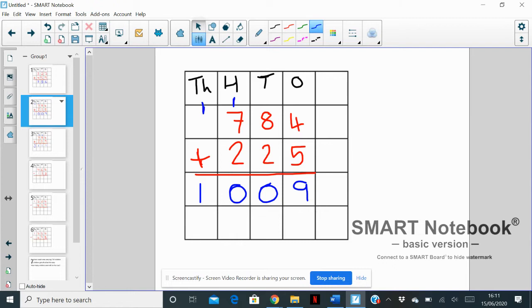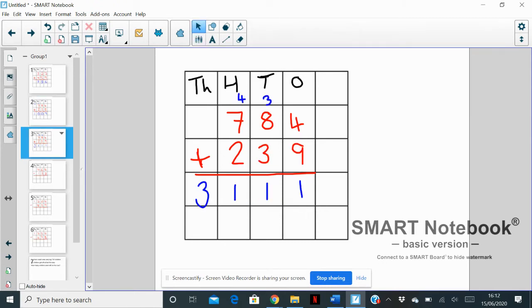Now I'm going to show you a column addition calculation that someone's done, and they have made a mistake. So I want you to pause the video here and see if you can spot where they have made their mistake and how we could fix it.